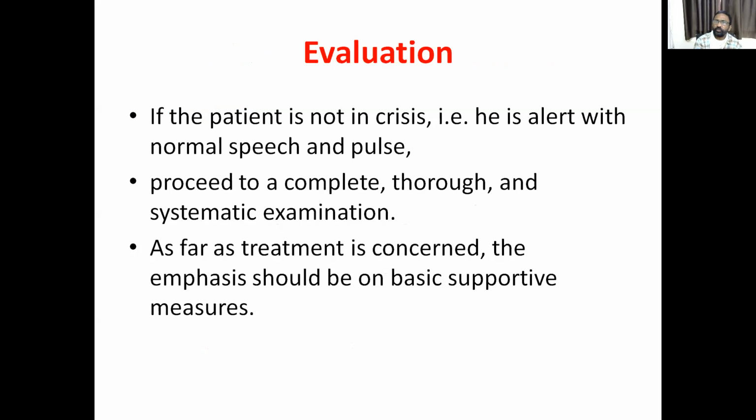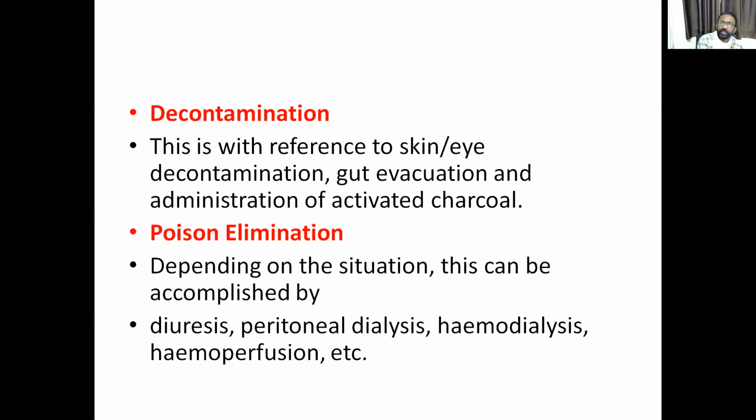Next is evaluation. If the patient is not in crisis, then you can take the history. What is the poison he has taken, or whether there are any other causes. You can take the history from the patient himself or from the relatives, and you should evaluate whether the vitals are stable, and all the evaluation should be done. Next is decontamination. That means you should decontaminate the person from the poisonous substance. That means you should remove the clothes, or the skin and eyes should be irrigated.